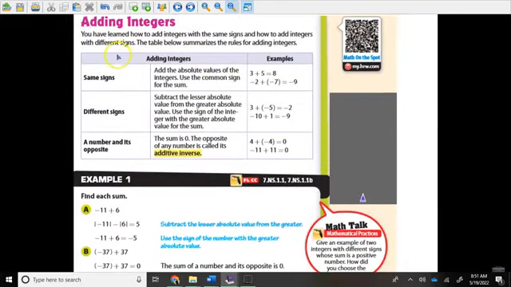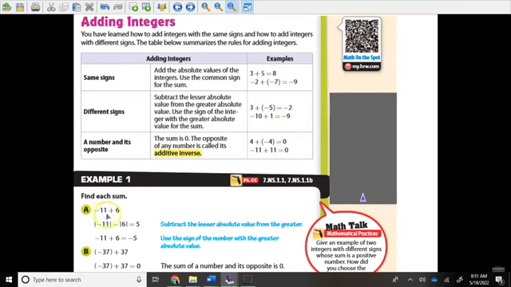Adding integers. You have learned how to add integers with the same signs, how to add integers with different signs. The table below summarizes the rules for adding integers. So here's all the information you need. A number and its opposite. When you're adding the opposite numbers, it's just always going to be 0. Okay? Find each sum.